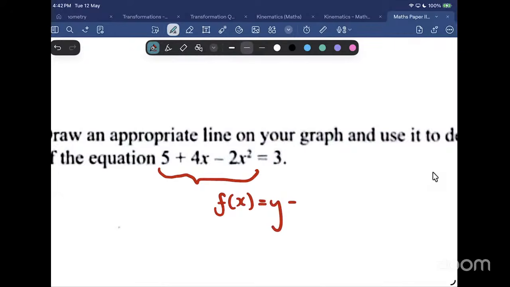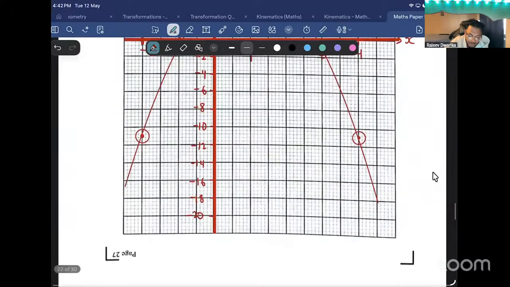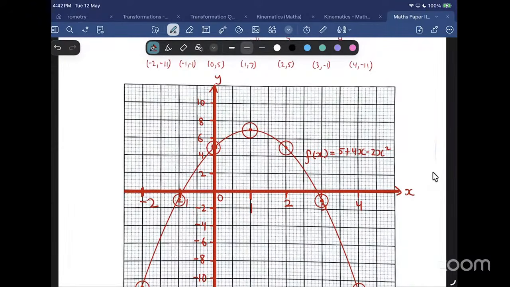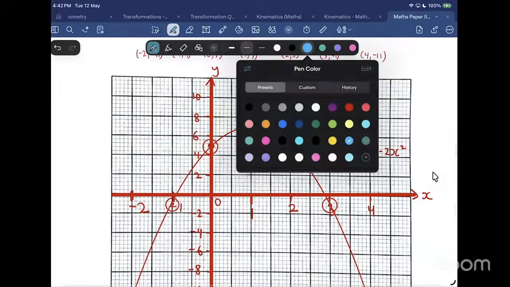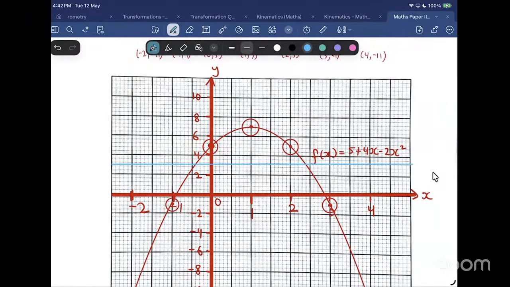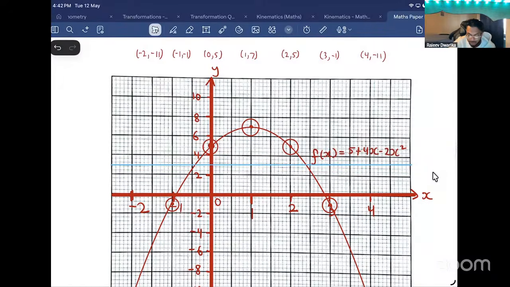Right, so what you could do is go on your graph and draw a line for y is equal to 3. Y is equal to 3 is going to be a horizontal line or a vertical line? Horizontal line. So could everybody agree that y is equal to 3? It might look something like this.